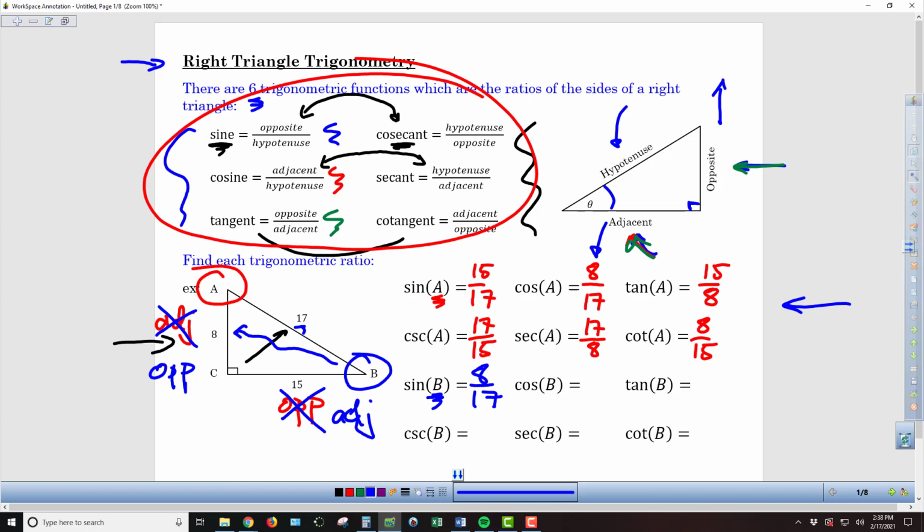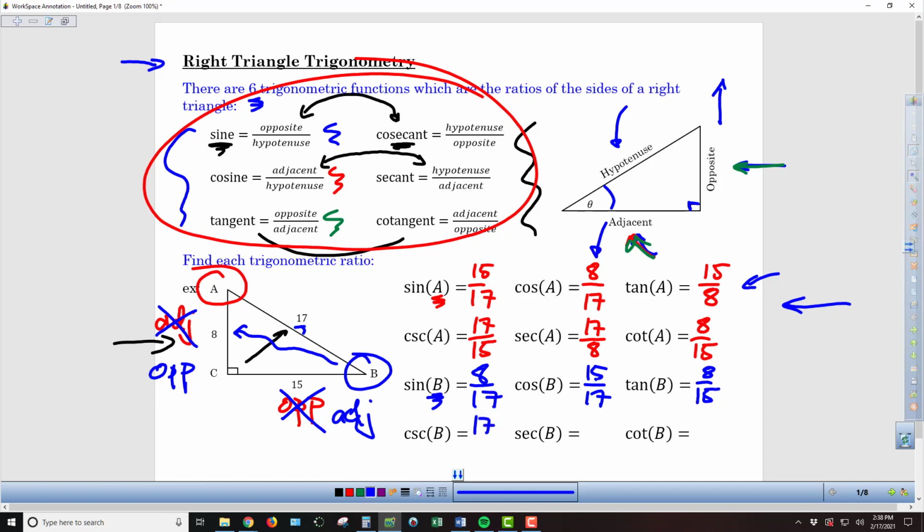Likewise, cosine of B is now going to be adjacent over hypotenuse, with the adjacent being 15 and the hypotenuse being 17. And then for our tangent, opposite over adjacent, we're just going to go 8 over 15 instead of 15 over 8 like we had for tangent of angle A. And then again, for the cosecant, secant, and cotangent of B, it's just going to be the reciprocals of all these values.